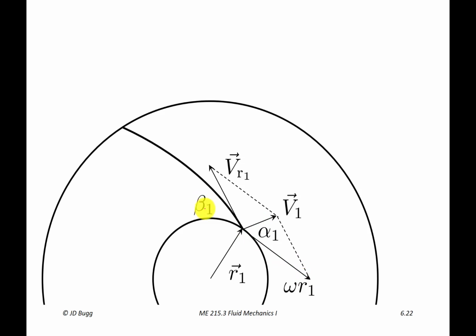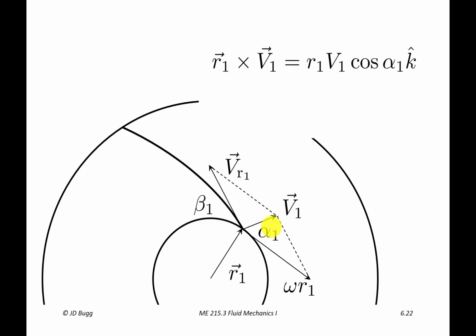Now remember again, beta 1 is a physical feature of the impeller design. It's that angle there. Alpha 1 just depends on operating conditions, what direction that velocity is going. Now we do the same thing here. We break V1, it's not shown here, into two components. A tangential component would be V1 cos alpha 1, and the normal component, not used right here, would be V1 sine alpha 1. So the tangential component is what contributes to the cross product. So R1 cross V1 is R1 V1 cos alpha 1, and again in the k hat direction. So the same as the exit condition.